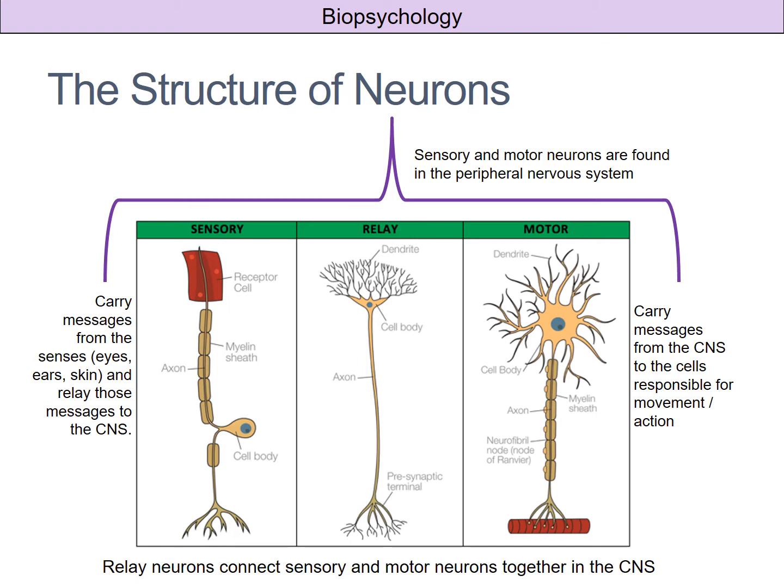Now, although these neurons have their own unique structures which are related to the function that they carry out, there are some parts of neurons which are common across all the different types that you need to know. And you could be asked to label or draw a diagram in your exam.